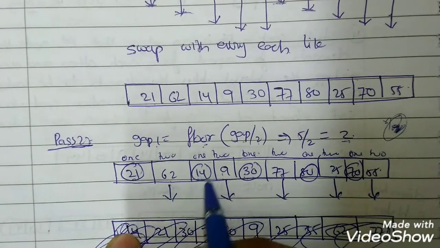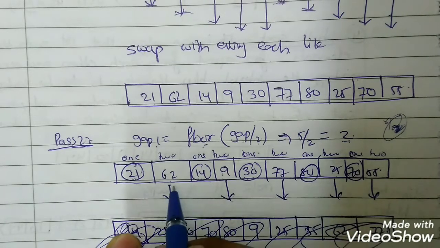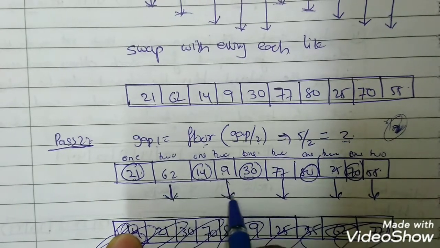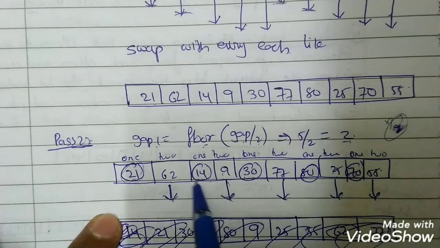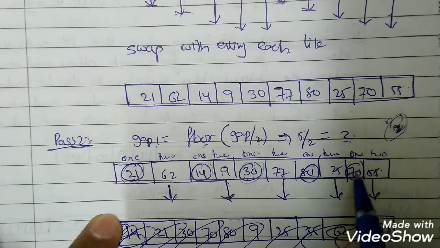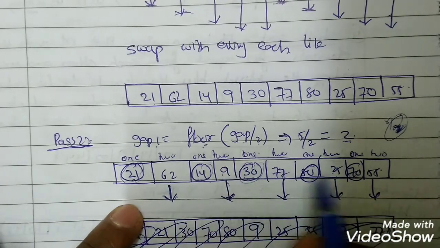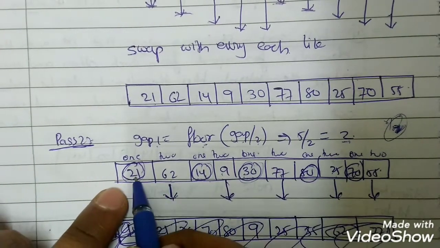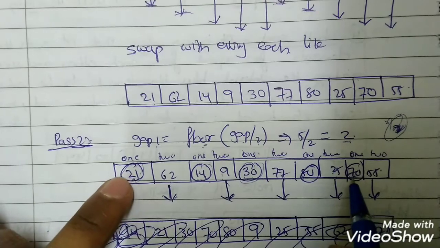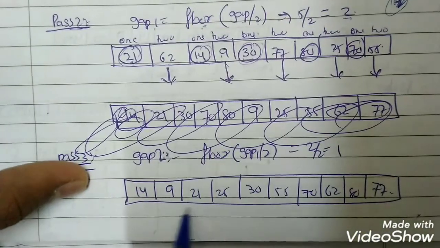Okay. Now we have to compare with 21. We have to find the second element. It's 1, 2, 14. 1, 2, it's 30. 1, 2, it's 80. 1, 2, 70. For every second element, we will be marking a circle, and the next elements we will mark with an arrow. Now we have to swap each element.